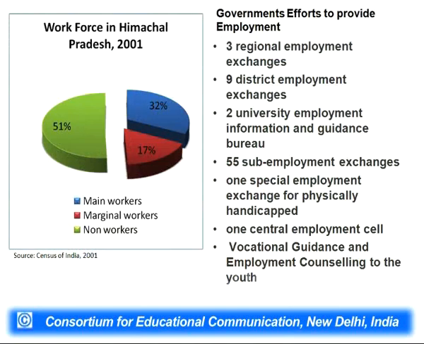You can see that there are several government efforts to provide employment. I would like to put one here, the case study of Himachal Pradesh, with the distribution of non-workers, marginal workers and main workers. Vocational guidance and employment counseling were given to the youth, employment exchanges for the physically handicapped were created, 55 sub-employment exchanges were established, and 2 University Employment Information and Guidance Bureaus.